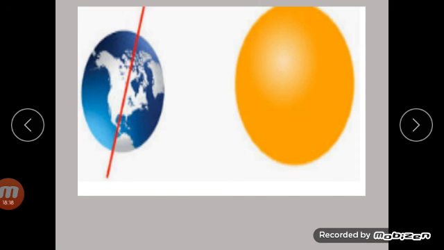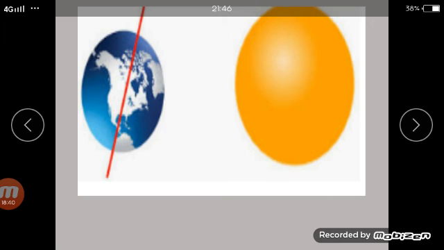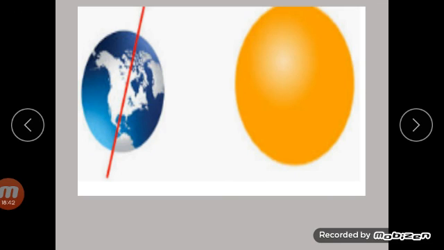So how does it happen? Here an example is given. Push a knitting needle through the center of an orange. This is your orange, and you can put a needle through the center. Keep the needle still as you turn the orange about it. Here you can see the example, this needle should be still like that. Just as the orange turns about the needle, the earth turns about an imaginary line.